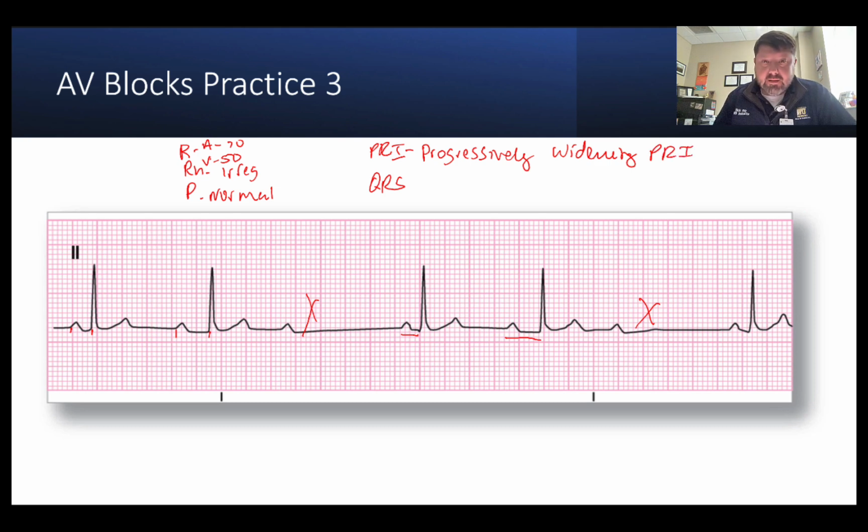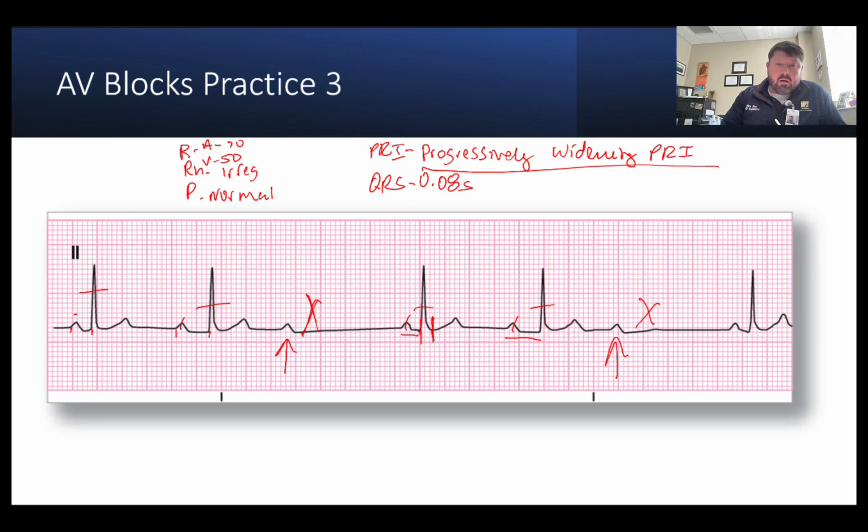And my QRS is 0.08 seconds, measuring from here to about right there. Make that bigger so you can see it. So I have atrial rates that are different. So I've got a P wave for every QRS, but I don't have a QRS for every P wave. And I've got a progressively widening PRI. So what do I have?